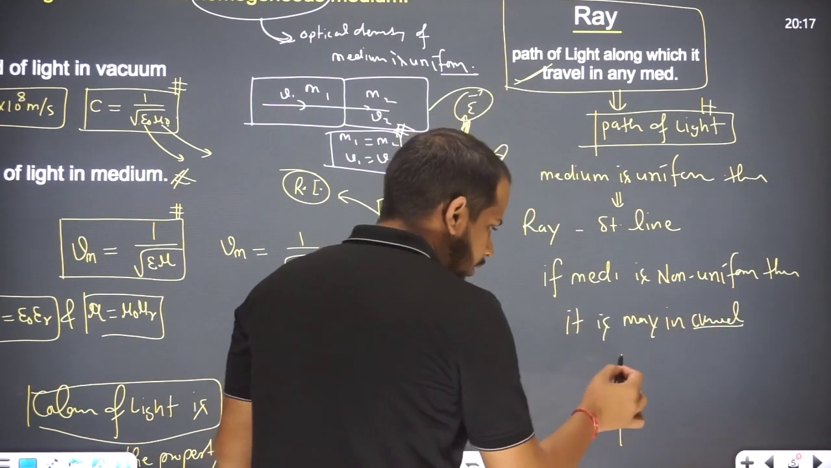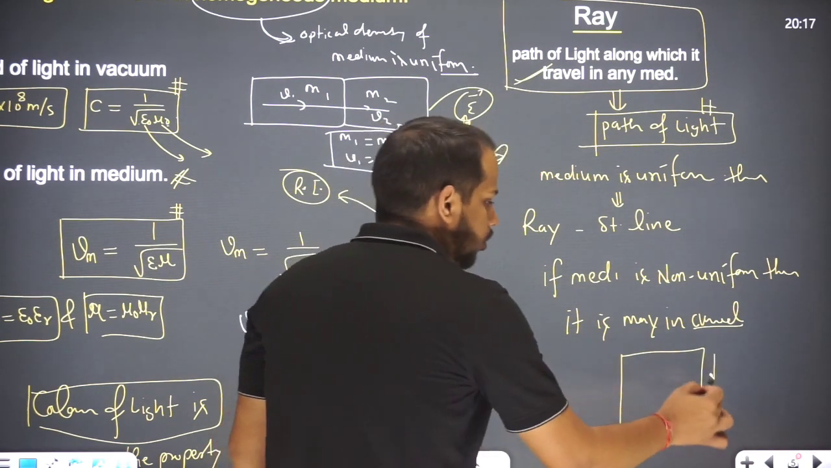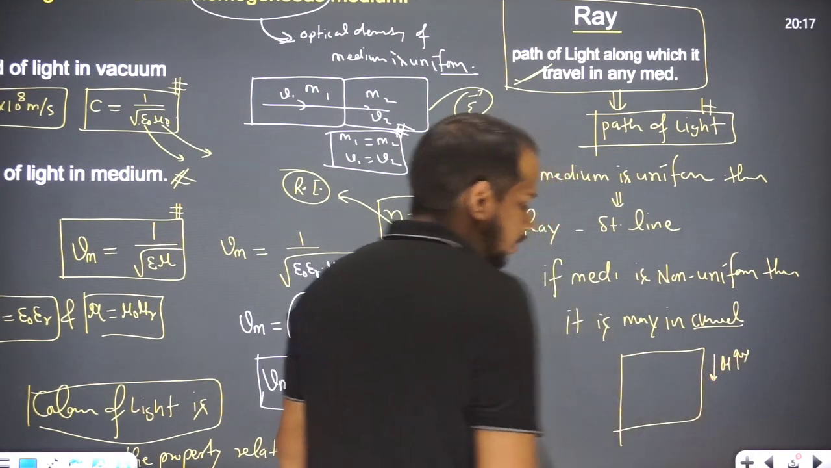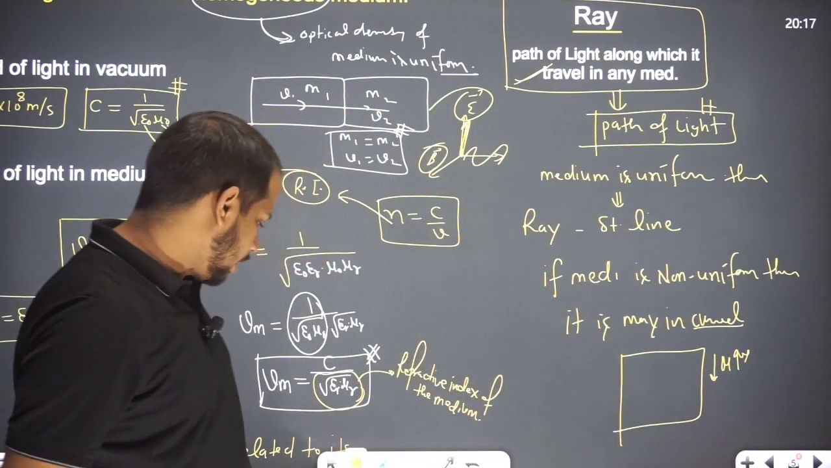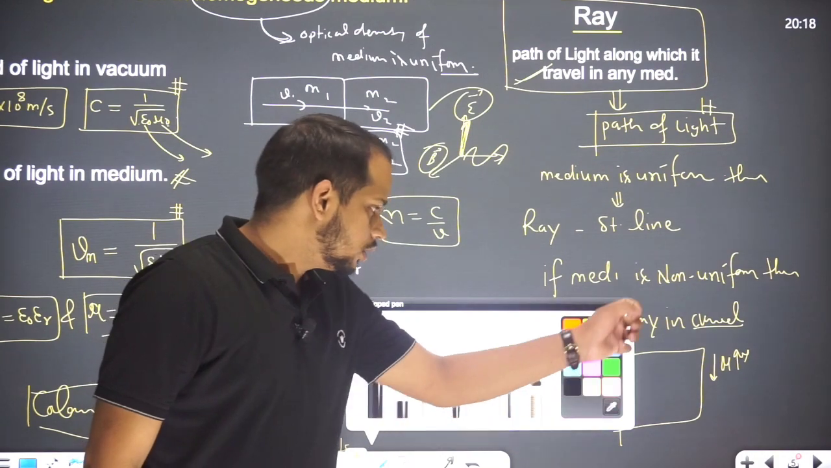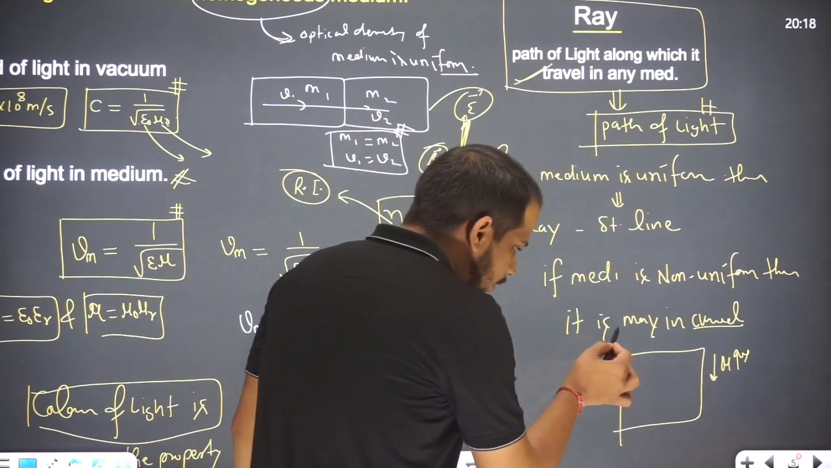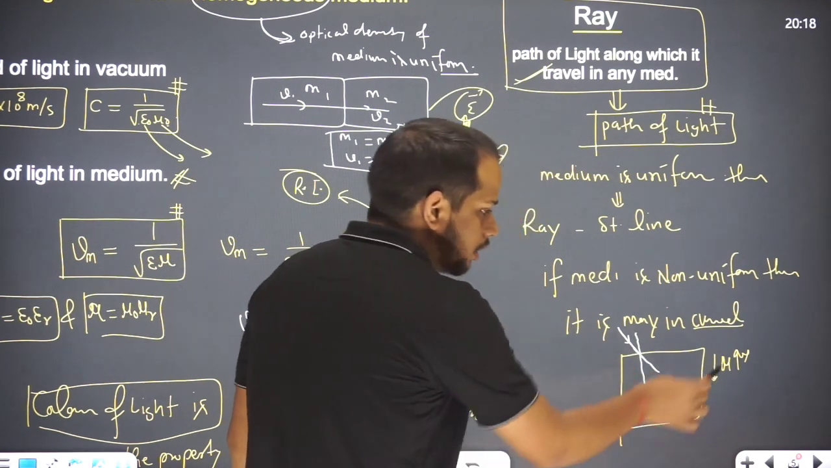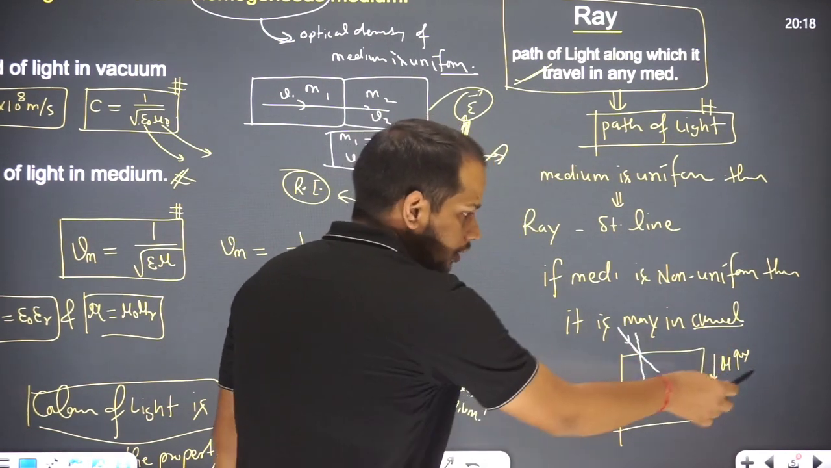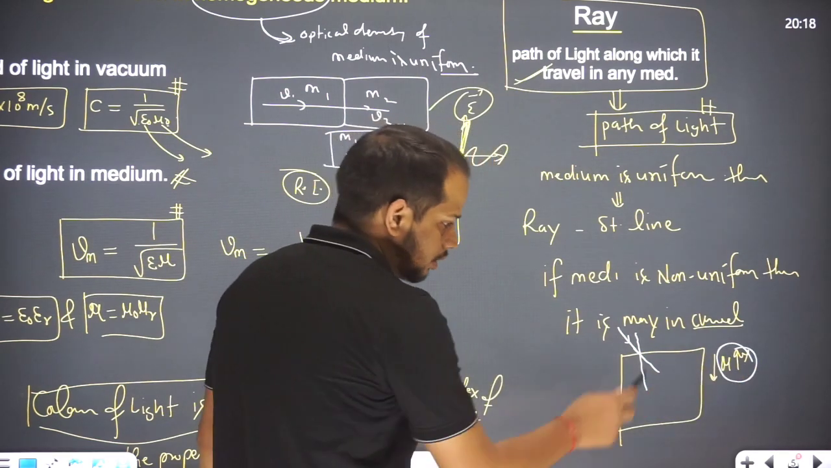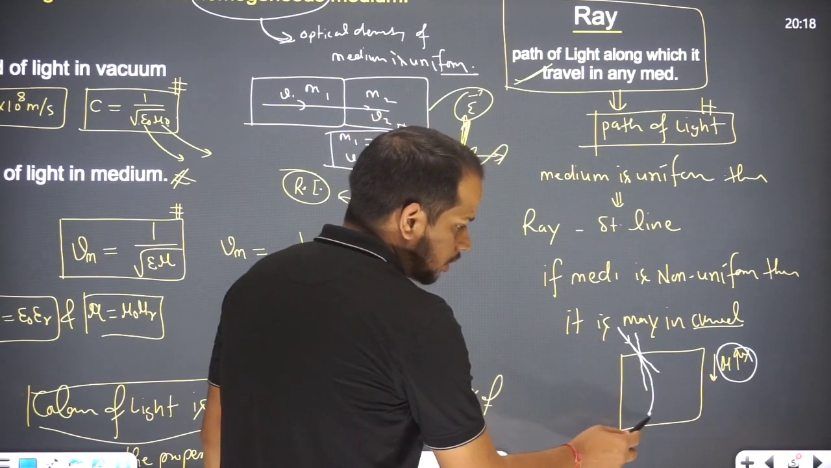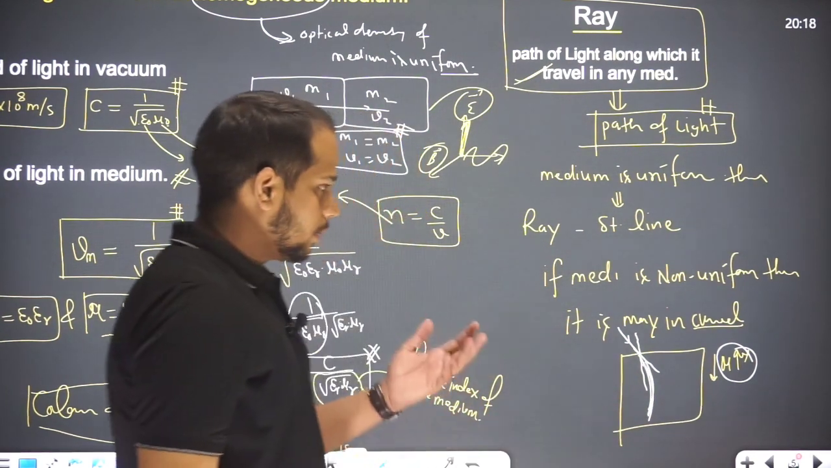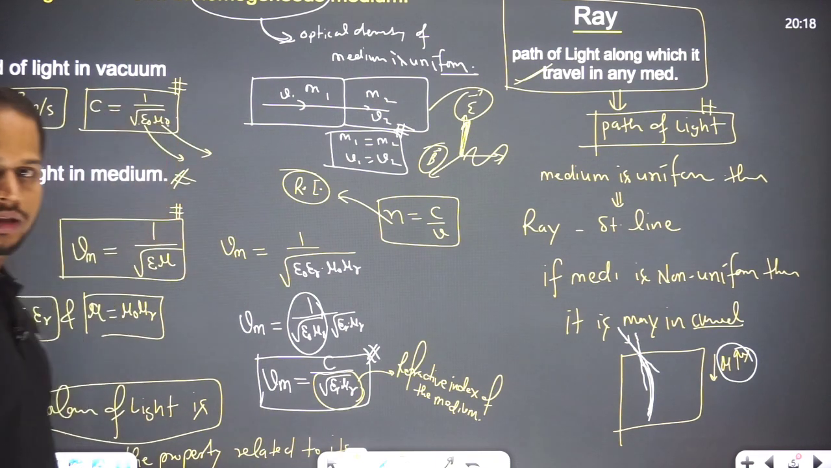Like if this is the medium we have, and on moving downward the refractive index is increasing, then it is not possible that the ray will always be in a straight line. If the light enters this way, it would have to travel along this path, but the refractive index increases, so it will continuously bend along this track. So we will see a curve over here, right? Just copy all these things, then we will move on to the next property.